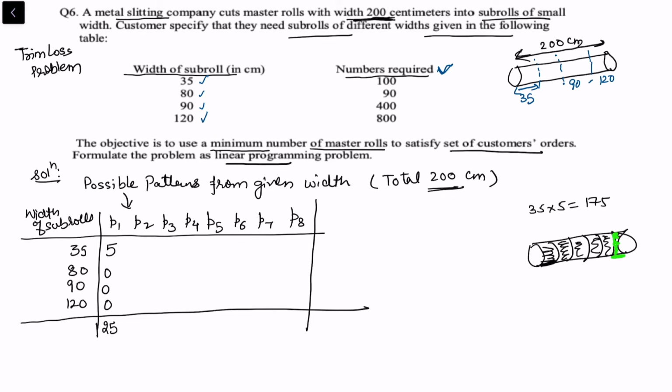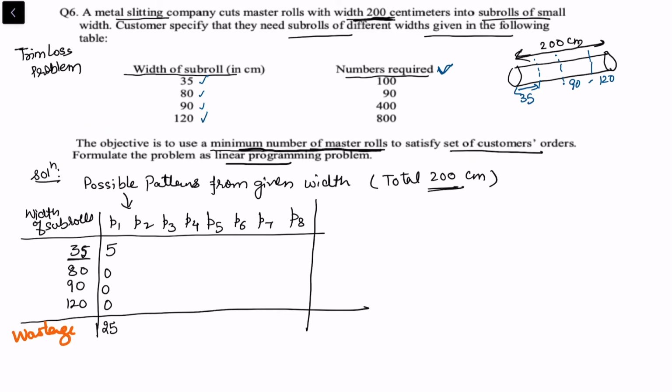Now, the question does not ask us about the wastage, because it simply says in the objective function you want to minimize the total number of master rolls. So I'm not calculating this last one, but one can see immediately that the wastage has to be definitely less than the smallest sub roll that we require, 35.